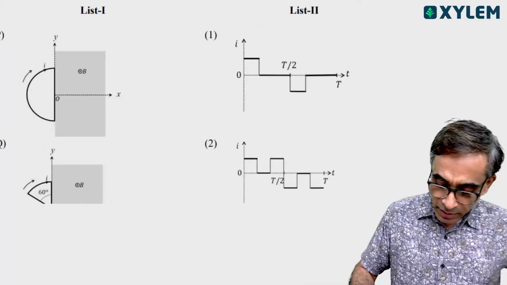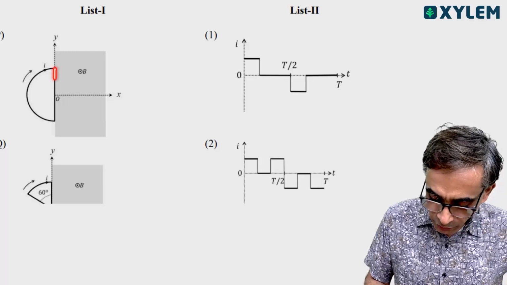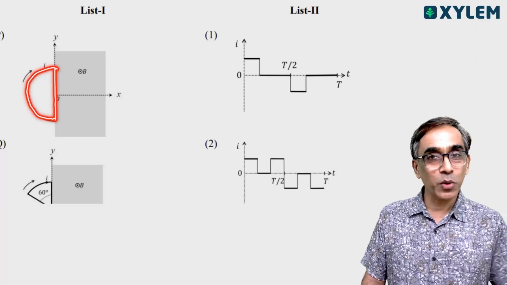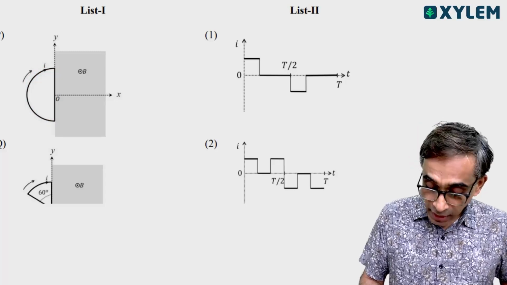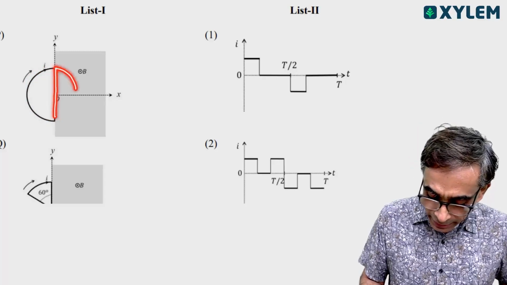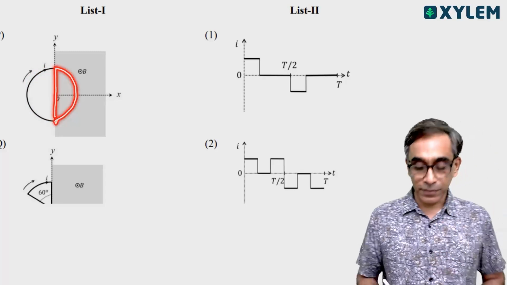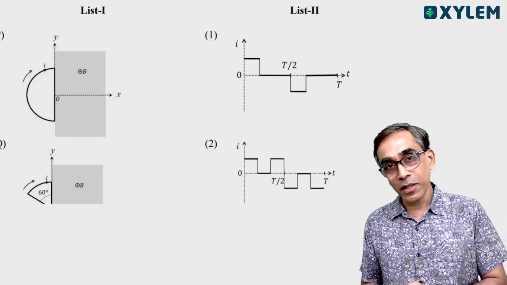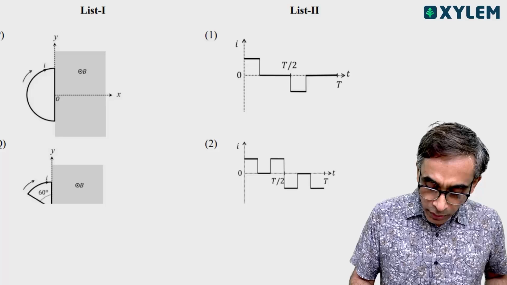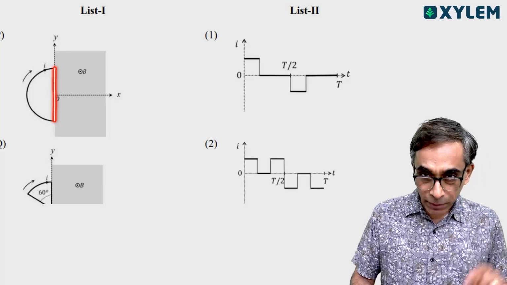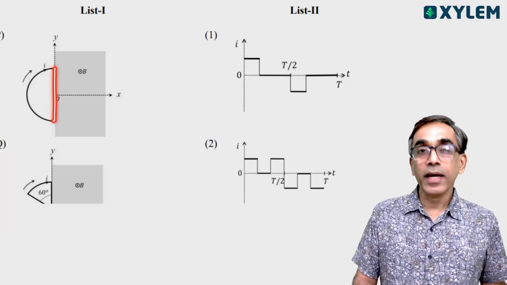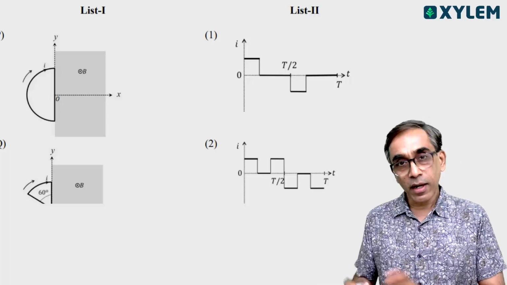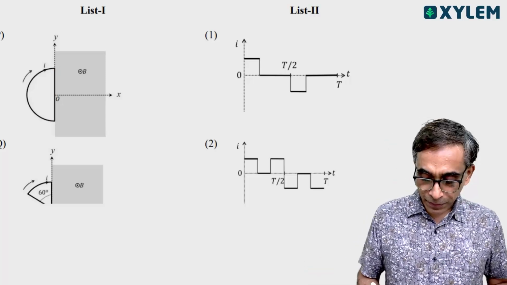Look at the first picture. When the loop is completely outside, there is no induced EMF. Same way, when the loop is completely inside also, there is no EMF. The EMF is produced only when it is entering or leaving. For the loop to start entering from this position, it will take half the time period to enter. Half the period to enter, half the period to leave.